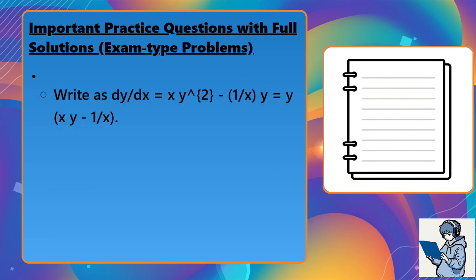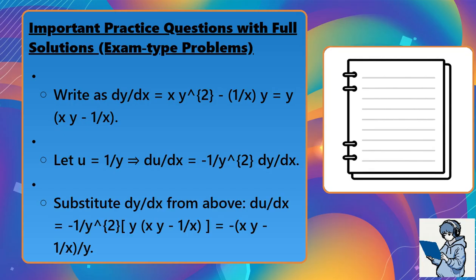Rewrite as dy/dx equals x y squared minus 1 over x times y, which factors as y times (x y minus 1 over x). Let u equal 1 over y, which gives du/dx equals negative 1 over y squared dy/dx. Substitute the expression for dy/dx from above. du/dx equals negative 1 over y squared times [y times (x y minus 1 over x)], which simplifies to negative (x y minus 1 over x) over y.